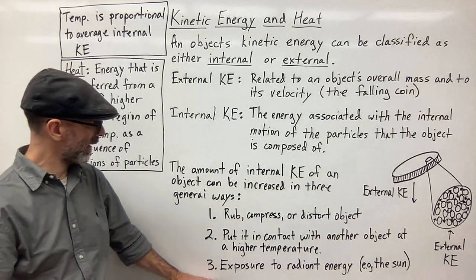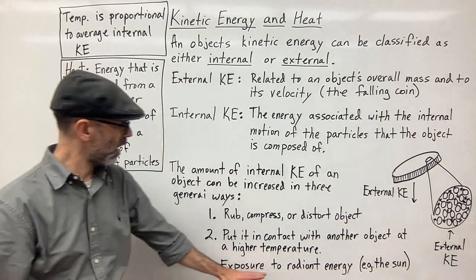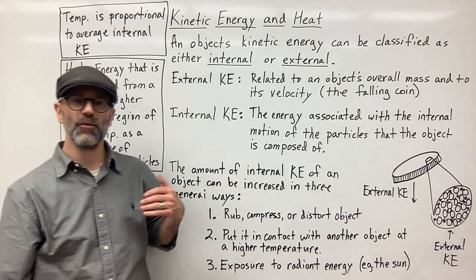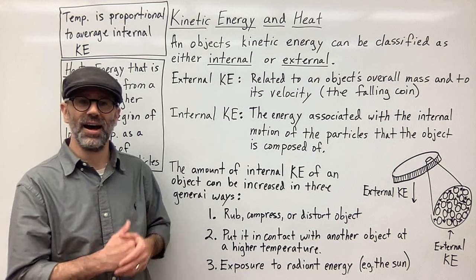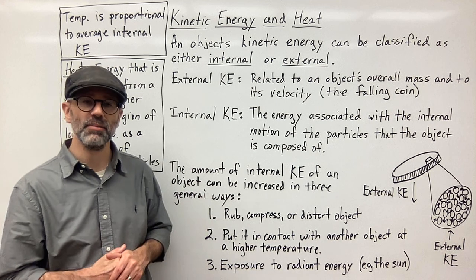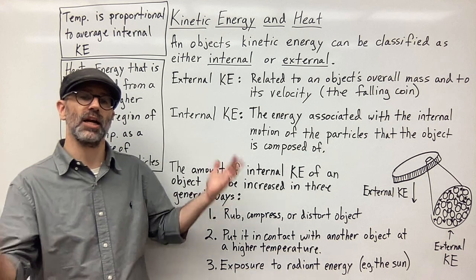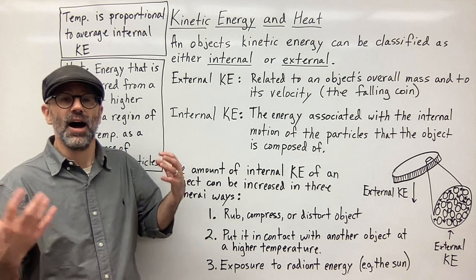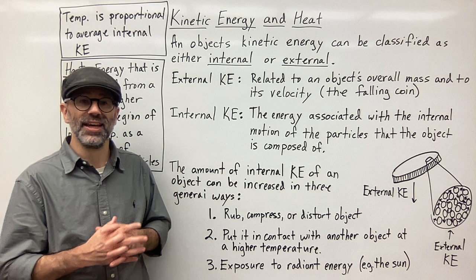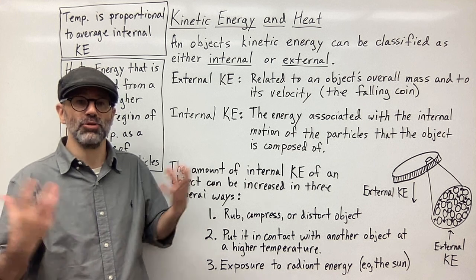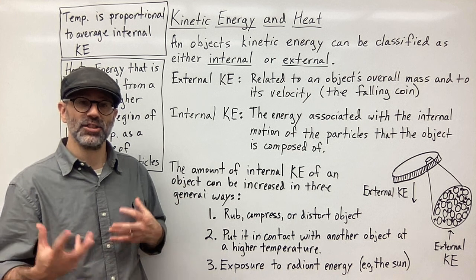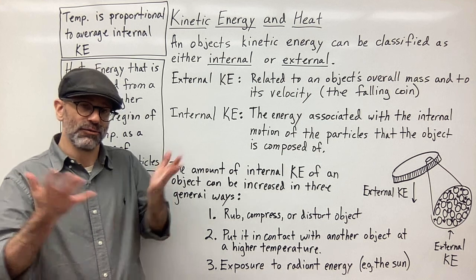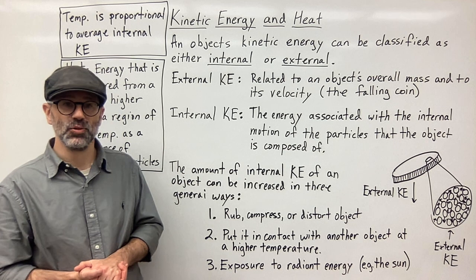So the third way is then to expose the object to radiant energy. For example, you let it sit out in the sun for a long time. If you let it sit out in the sun, it's going to pick up the radiant energy. That's going to cause the molecules and the particles in the object to move faster because they're absorbing that energy, and that energy is going to cause the internal kinetic energy to increase, and therefore the temperature is increasing as well.